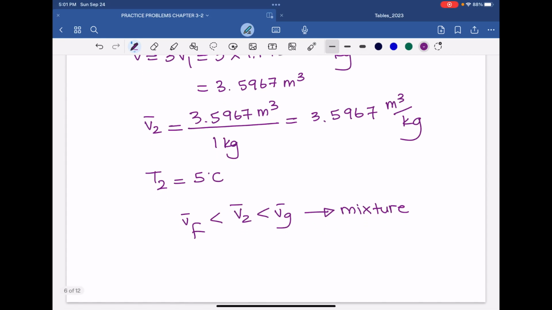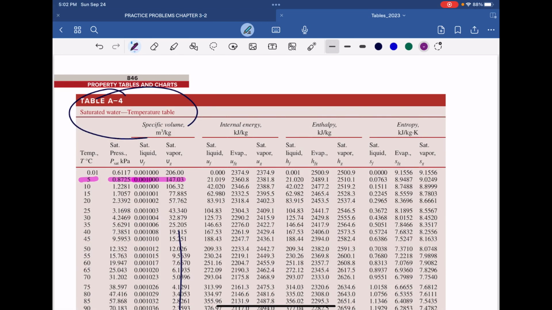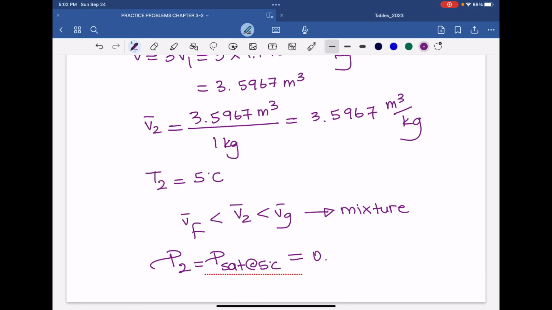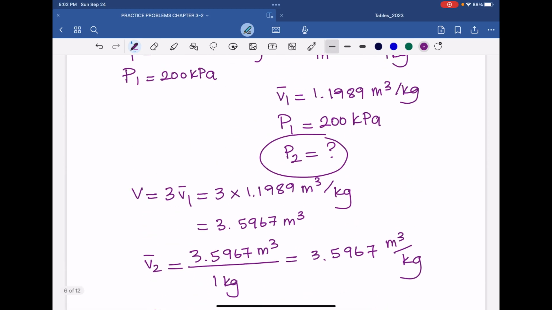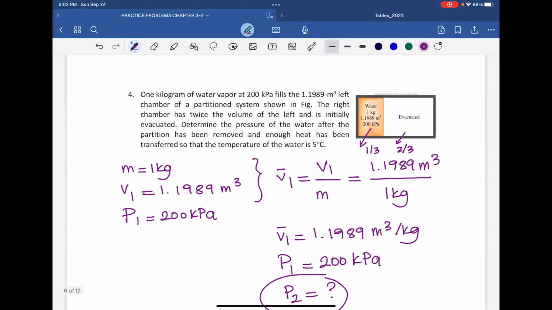And since we have a mixture, the pressure has to be the saturation pressure at that temperature, and we were able to read it from the table. Again, it is 0.8725. I think that's the end of the problem, because they were only asking to find the pressure once we remove the partition.